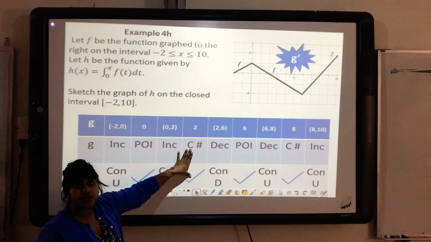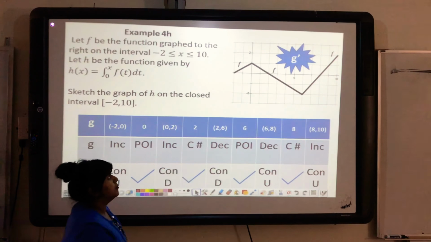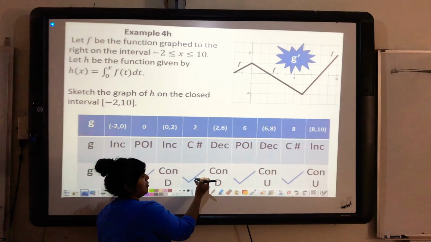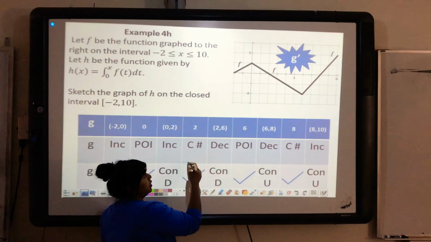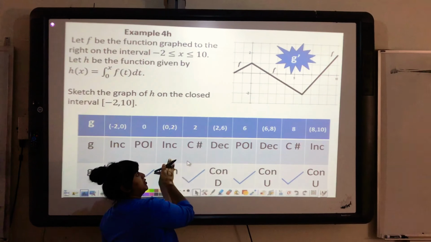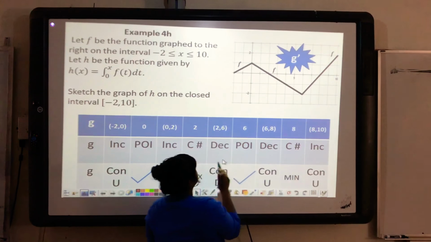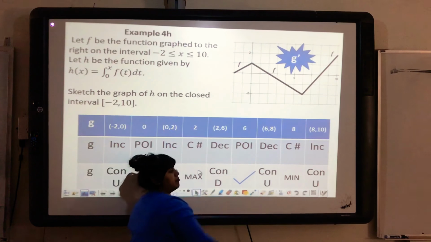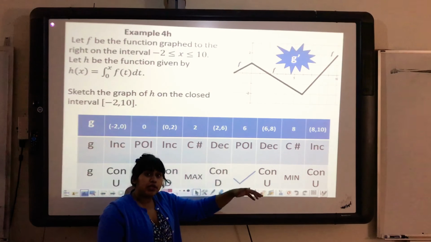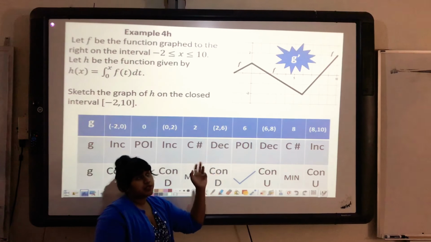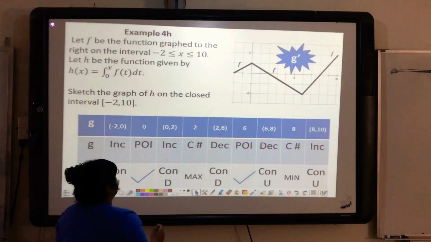But with our critical values, we actually have to figure out if they're going to be relative maxes or relative mins. So I have a relative max at 2 because I went from above to below. So increasing to decreasing gives me a hill. From decreasing to increasing gives me a valley. So these are actually going to be a max and a min. And technically, we could also have seen if we had global extrema, absolute extrema, at our endpoints, like we could have figured that out. But right now, we're just going to work on this.